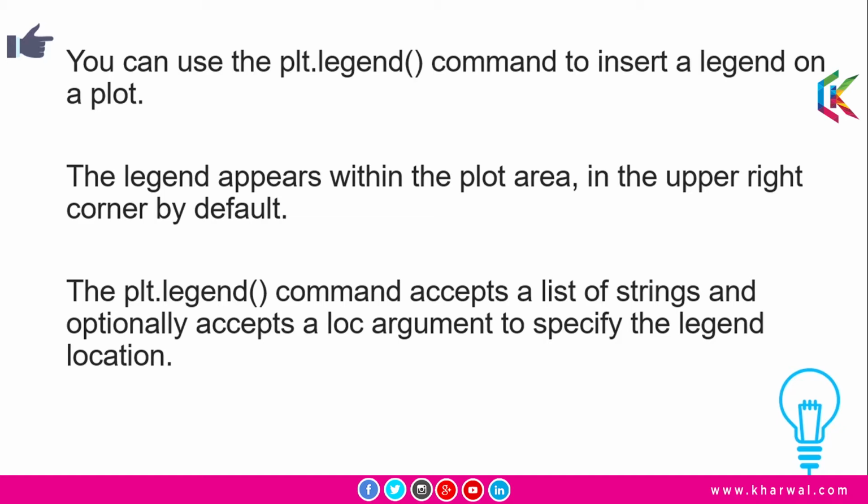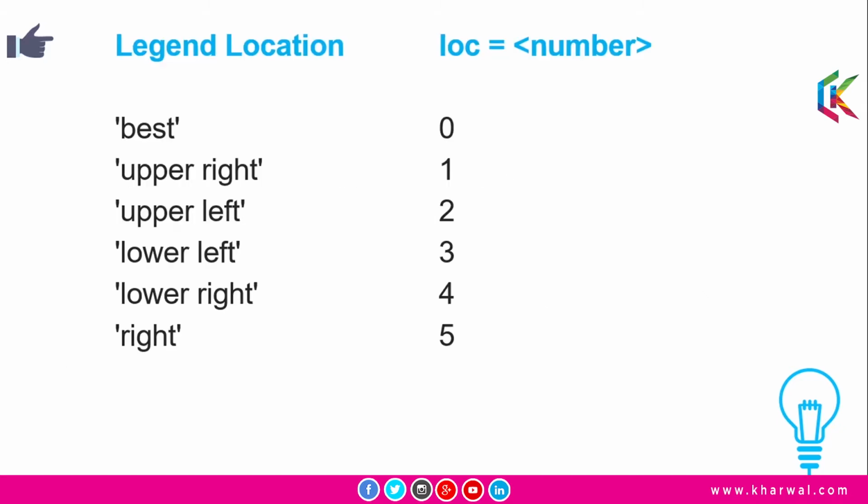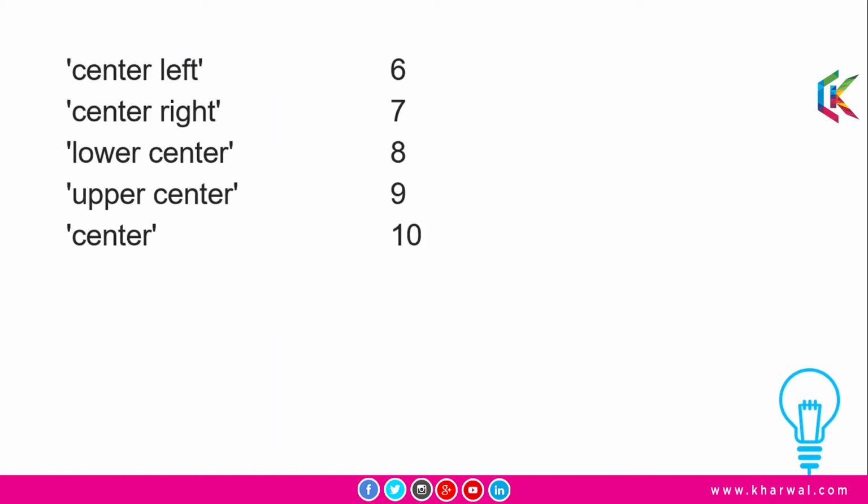So guys, now let's go ahead and discuss the legend locations. Location 0 represents best position, 1 represents upper right, 2 represents upper left, 3 represents lower left, 4 represents lower right, and 5 represents right. Moving ahead guys, 6 represents center left, 7 represents center right, 8 represents lower center, 9 represents upper center, and 10 represents center. Now guys, let me open up the Jupyter notebook.